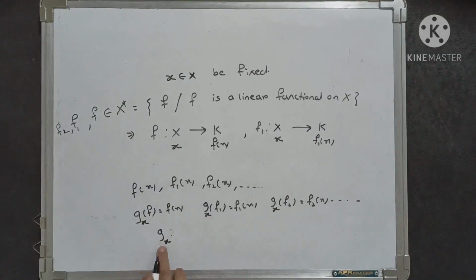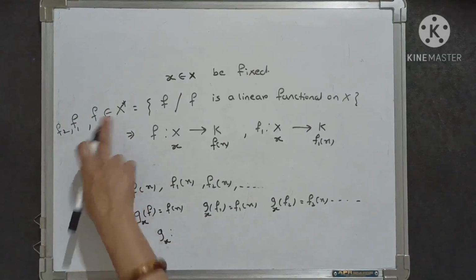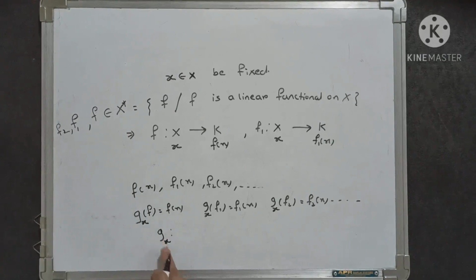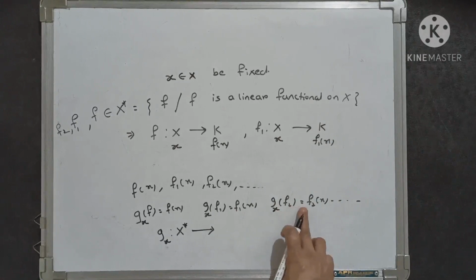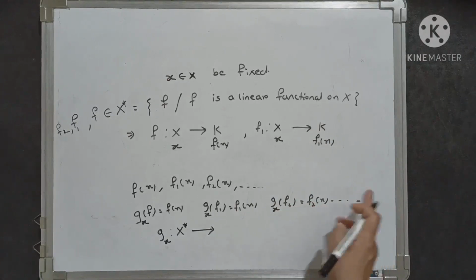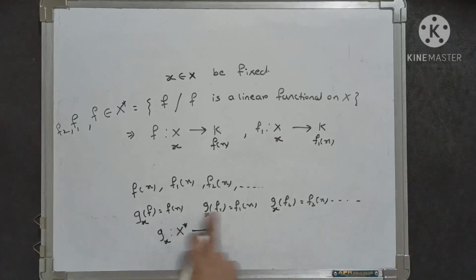That means the function gx is applying on each element of x star, and therefore we write gx is a mapping from x star to k. Now gx of f equals f of x, which is an element of k. gx of f1 equals f1 of x, an element of k. In the same way, gx of f2 equals f2 of x, an element of k, and so on. All these images are scalars, and therefore we say that gx is a mapping from x star to k.